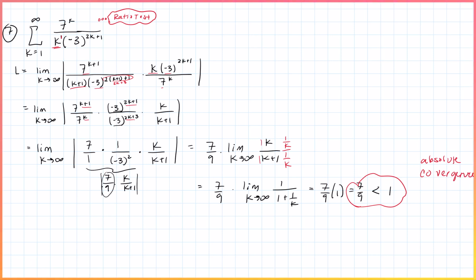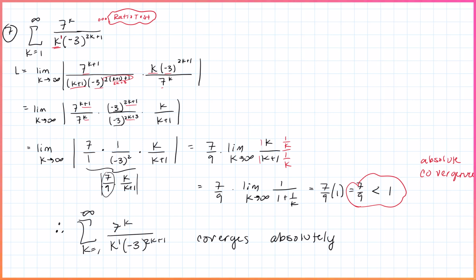And so therefore the series from k equals 1 to infinity of 7 to the k over k to the first times negative 3 to the 2k plus 1 converges absolutely by the ratio test.